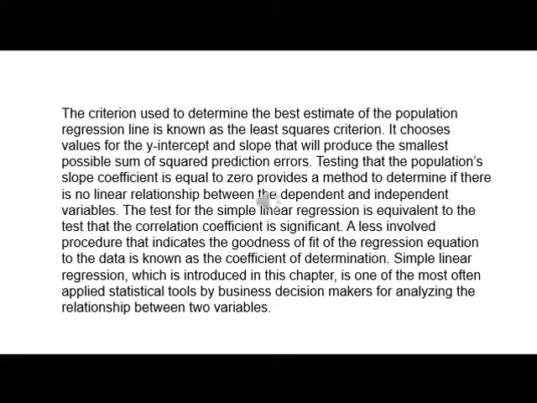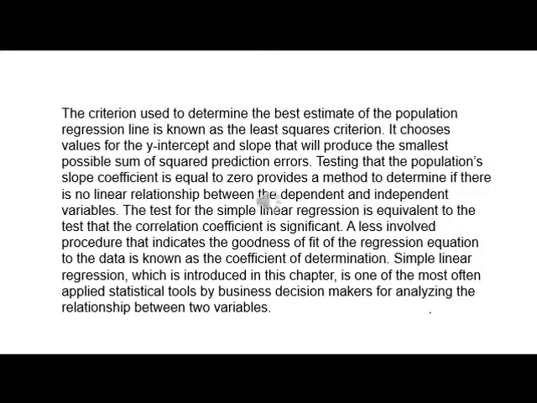The criterion used to determine the best estimate of the population regression line is known as the least squares criterion. It chooses values for the y-intercept and slope that will produce the smallest possible sum of squared prediction errors. Testing that the population slope coefficient is equal to 0 provides a method to determine if there is no linear relationship between the dependent and independent variables. The test for the simple linear regression is equivalent to the test that the correlation coefficient is significant.